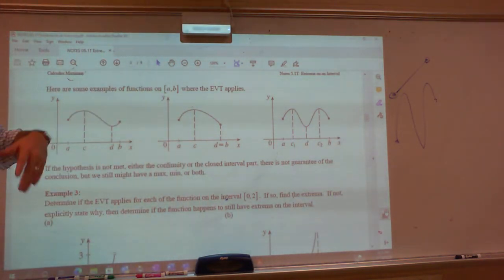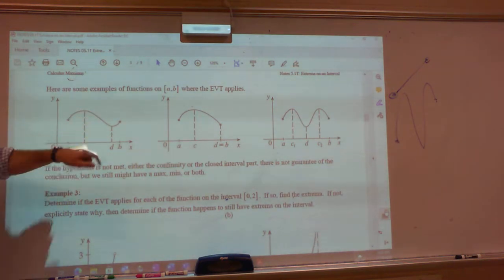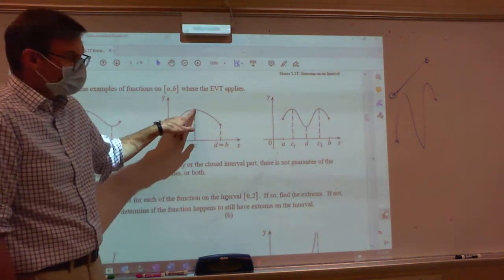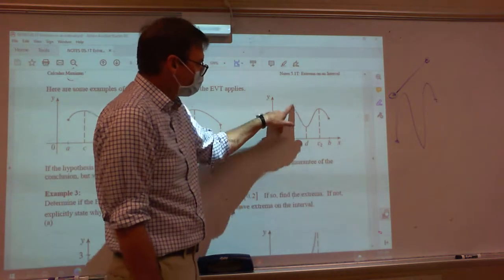Oh, here, we're drawing some pictures. All right, does it have an absolute max? Yep, there's your max, there's your min. Got a max and min.